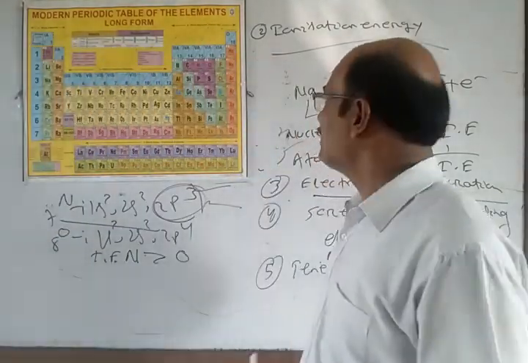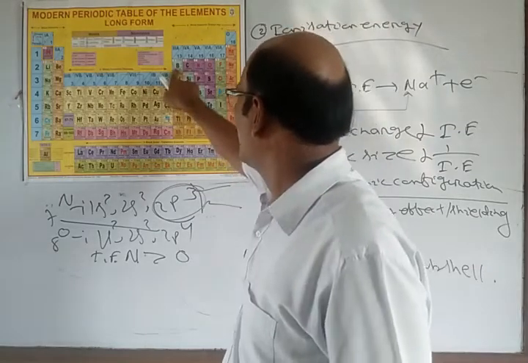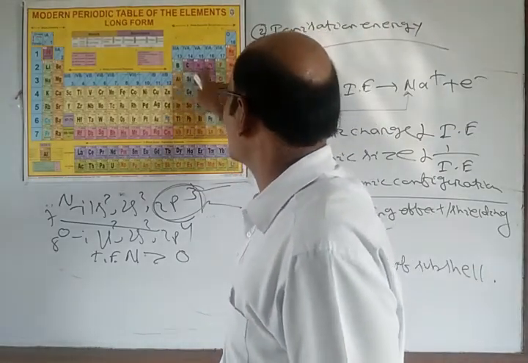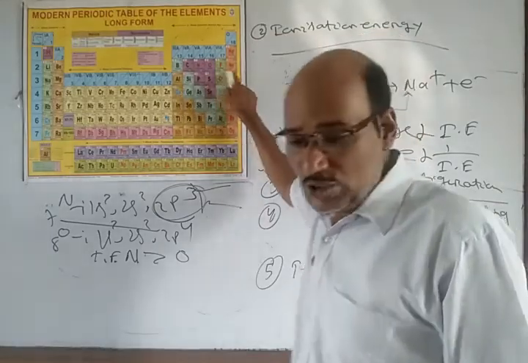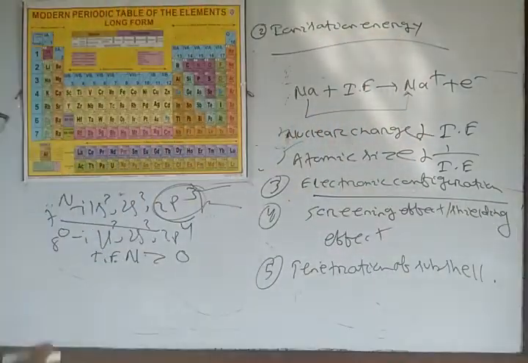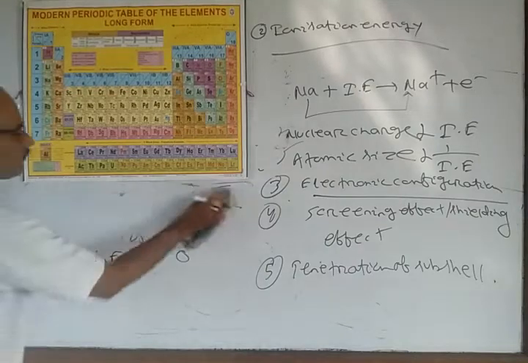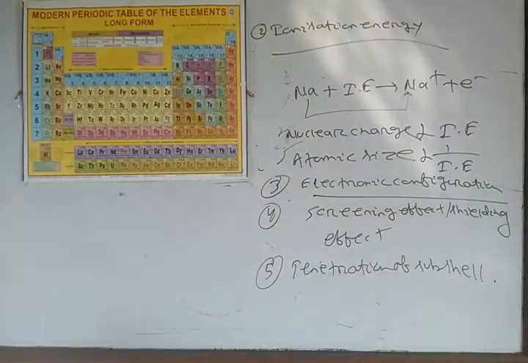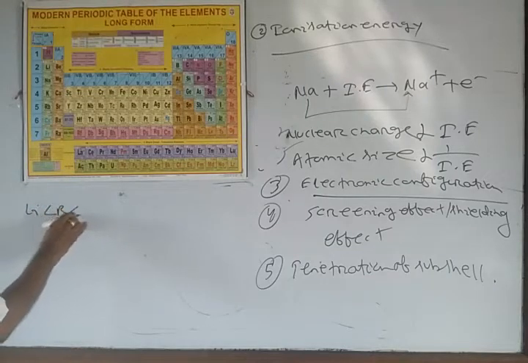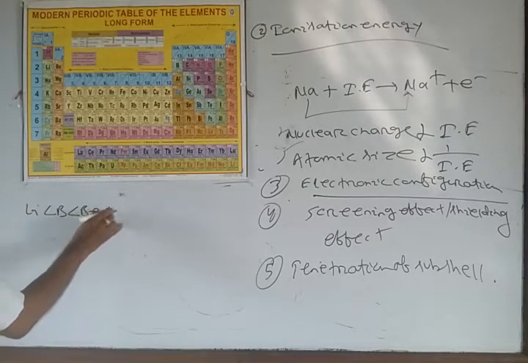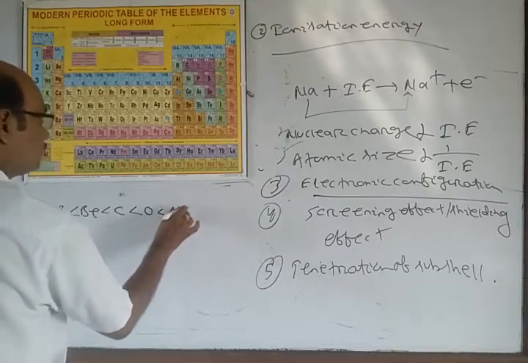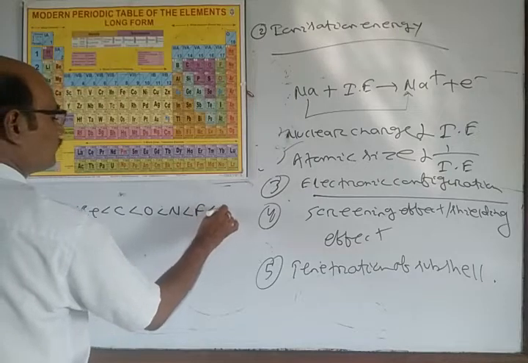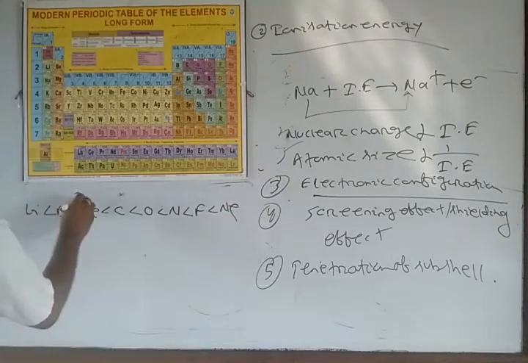Okay. So if I write the order, first I will get boron, then carbon, then oxygen, then nitrogen, then fluorine, then neon. Okay. So if I write the entire period, you see I am writing. First of all, I will have order: lithium, then boron, then beryllium, then carbon, then oxygen, then nitrogen, then fluorine, then ionization energy.